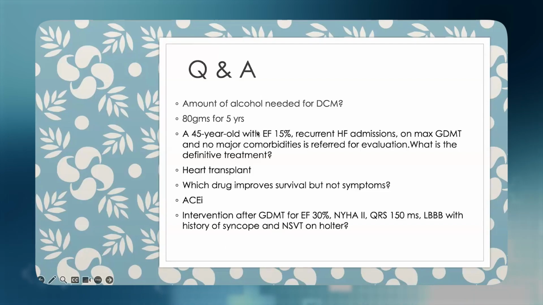Intervention after GDMT for EF 30%, NYHA 2, QRS duration 150 milliseconds, LBBB with history of syncope and NSVT on Holter. Everything this patient has. Sometimes having non-sustained VT. CRT-D. Yes, very good. It is CRT-D, D for defibrillator. This patient needs a defibrillator as well for the NSVT and syncope and needs the CRT for improvement of the function of the left ventricle. Very good. Very nice.